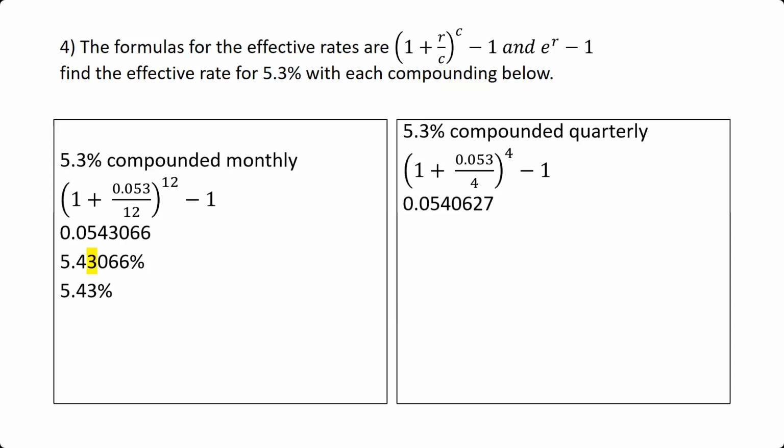We're getting 0.054067. Make it a percent and then round it. And it makes sense that this one here, the quarterly, is a little smaller than the monthly because you're making more interest. You're doing it 12 times a year instead of only 4. Everyone getting 5.41 if you go 2 decimal places.